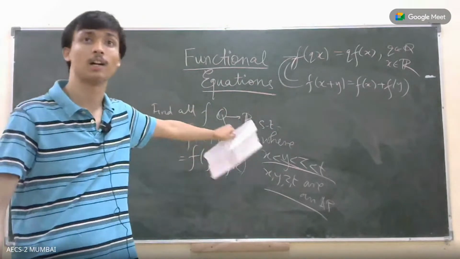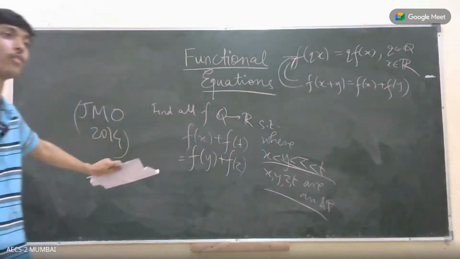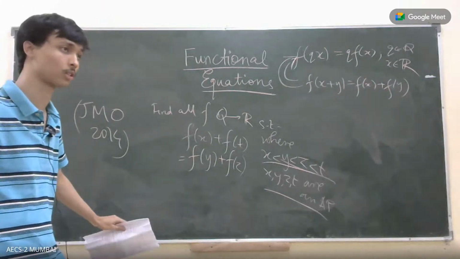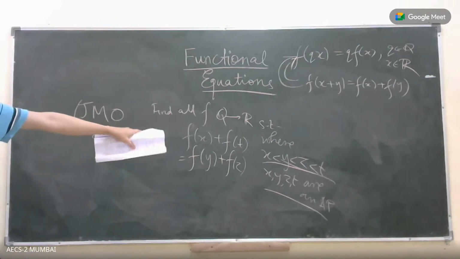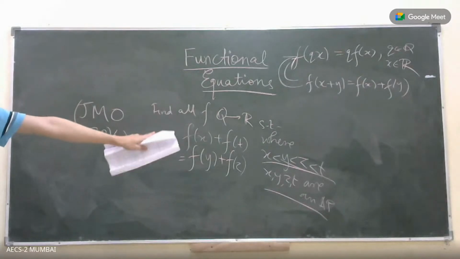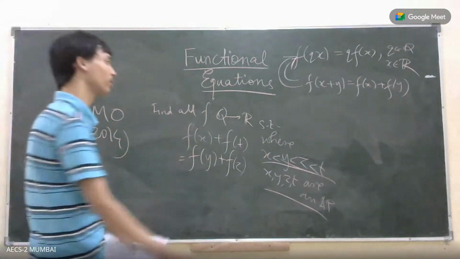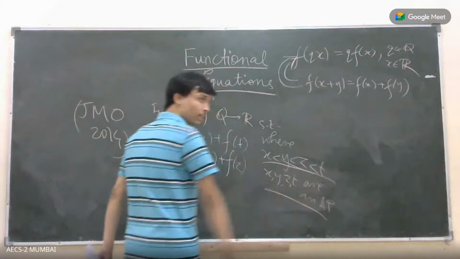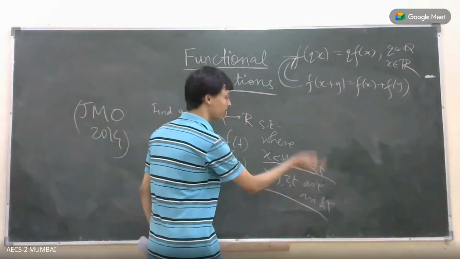So for the earlier two equations, we had a functional equation which was satisfied by all possible inputs. Now our functional equation is satisfied only by a special set of inputs. The inputs must be of this form: x less than y less than z less than t, and x, y, z, t are linked.